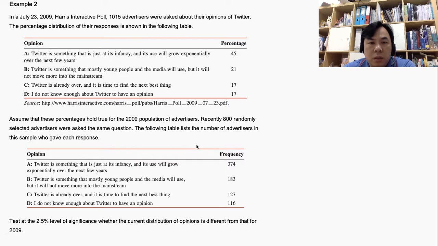Recently, someone has performed random sampling to check whether this percentage still stays the same. So our task is to test at 2.5 level of significance whether the current distribution of opinions is different from that for 2009, which means the same question pops up: is this distribution model a good fit to the data that we have collected? That's the key question here. So we are still testing for goodness of fit. I hope that's clear.